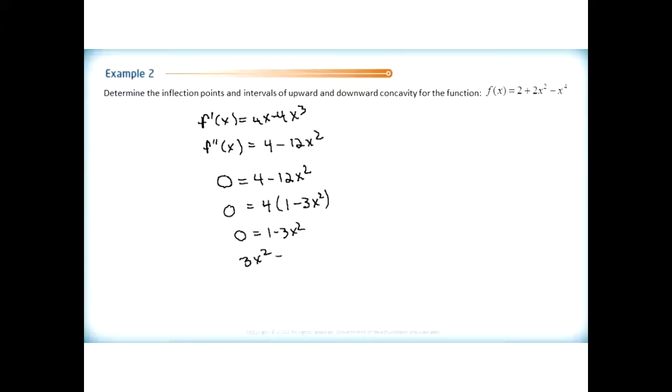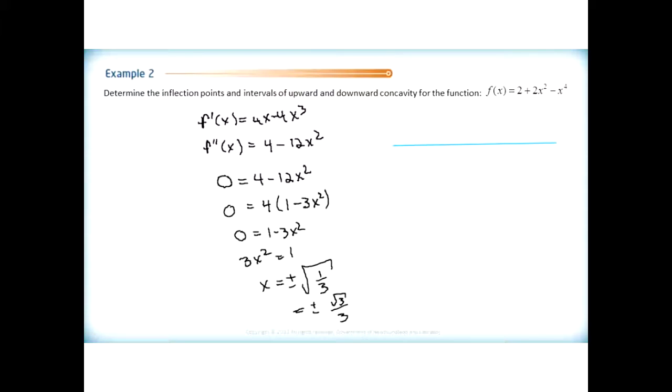So 3x squared equals 1, and x is going to be plus or minus the square root of 1/3, which we probably should rationalize. We'll call that root 3 on 3. Okay, so when that's rationalized, then we have to find out the inflection points and intervals of upward and downward concavity for this function. So let's draw a little number line, and we'll do our concavity test here.